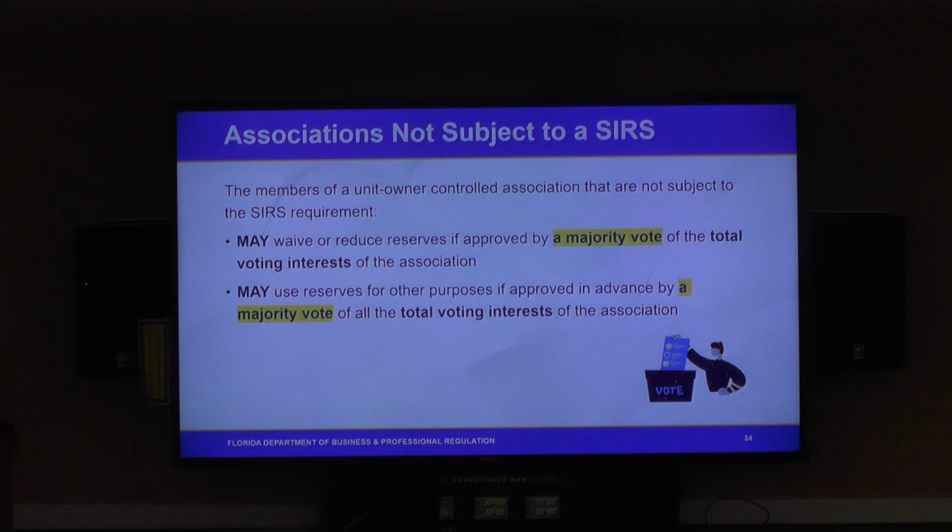Which association is not subject to search? Any association that is two stories or less. The unit owner may waive, reduce, or use reserves for other purposes if approved by a majority vote of the total voting interest of the association. What is the majority vote? If there are 50 units in your association, the majority number is 26, right? 50% plus 1.